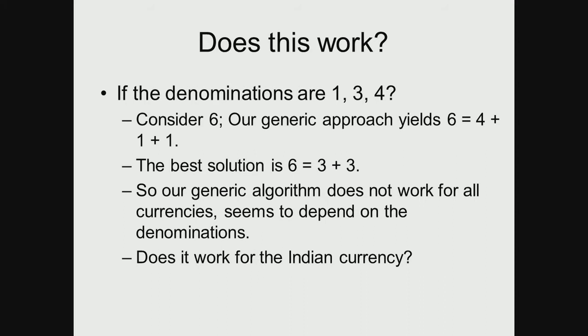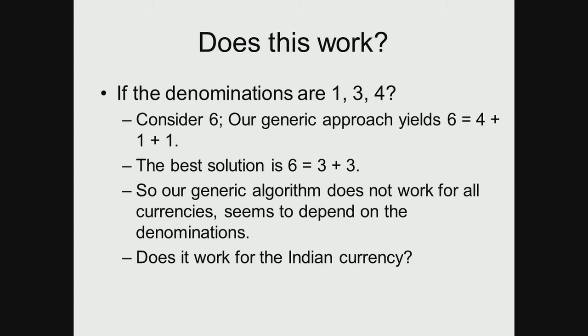Independent of the denominations. This is an interesting question. Observe that we did our exercise with the Indian currency with a fixed set of denominations. Let us imagine whether this approach will work for any arbitrary set of denominations in some currency. Let us assume that there is a country with currency whose denominations are 1, 3 and 4 respectively, and there is no other denomination. Would our natural generic approach yield the optimum solution?